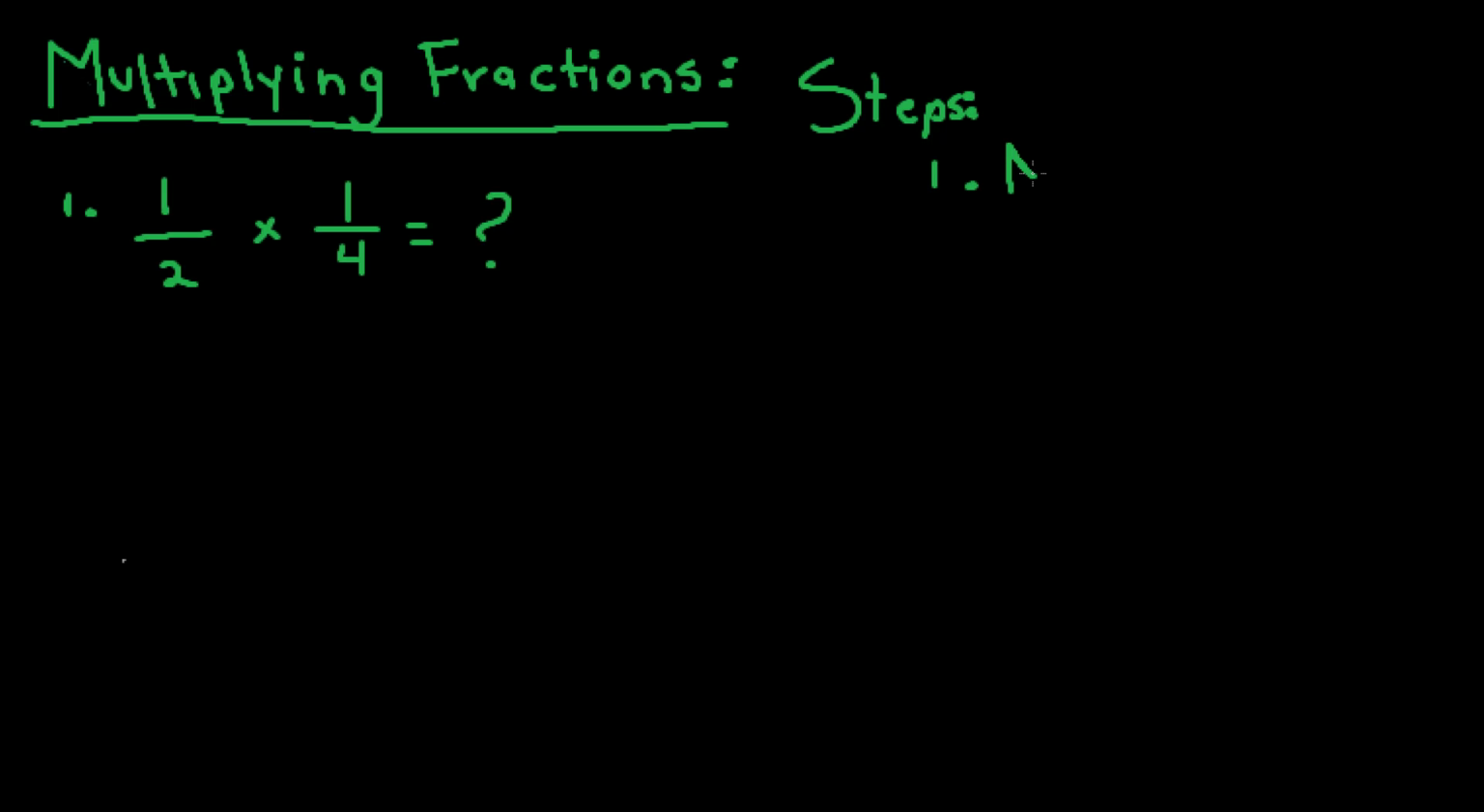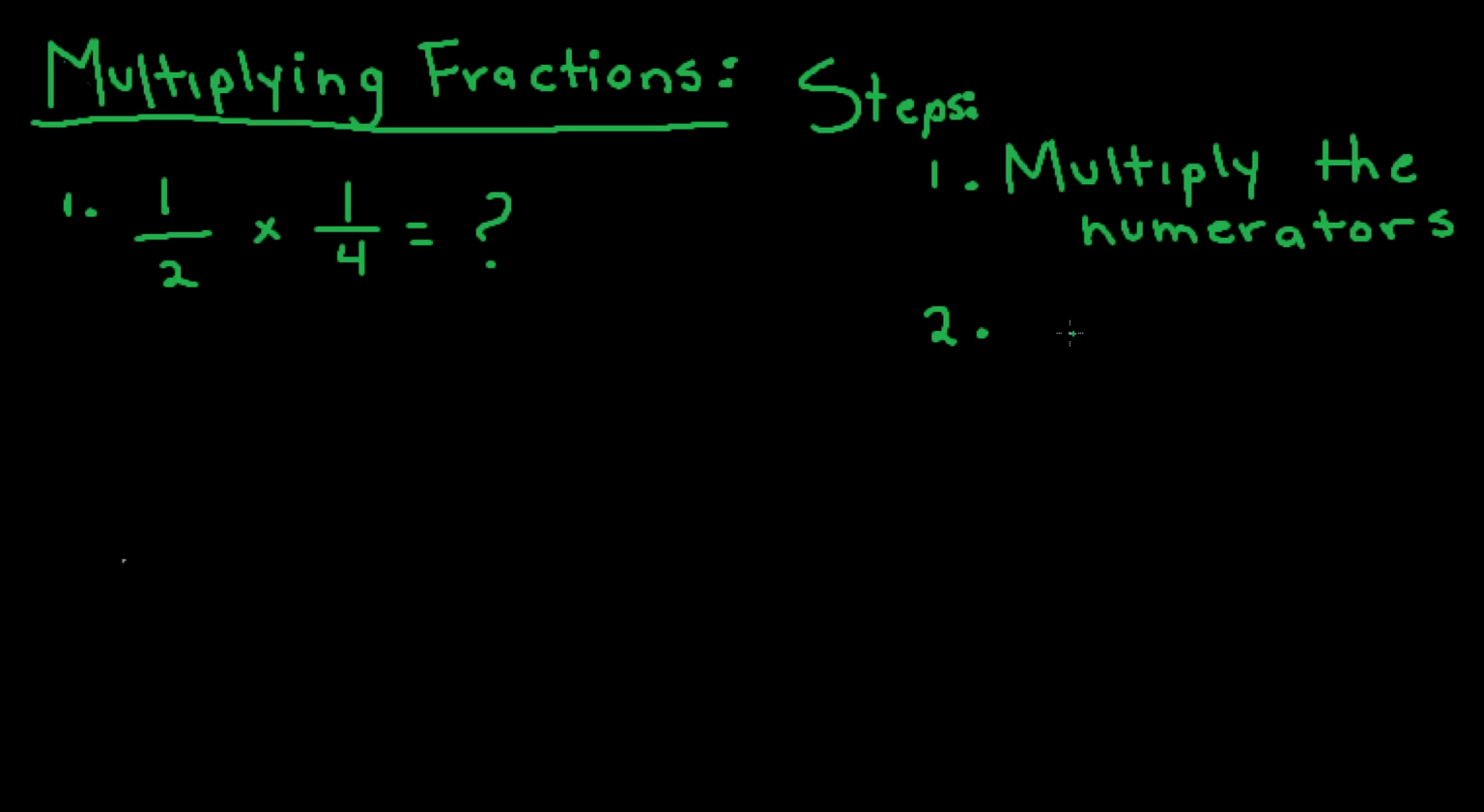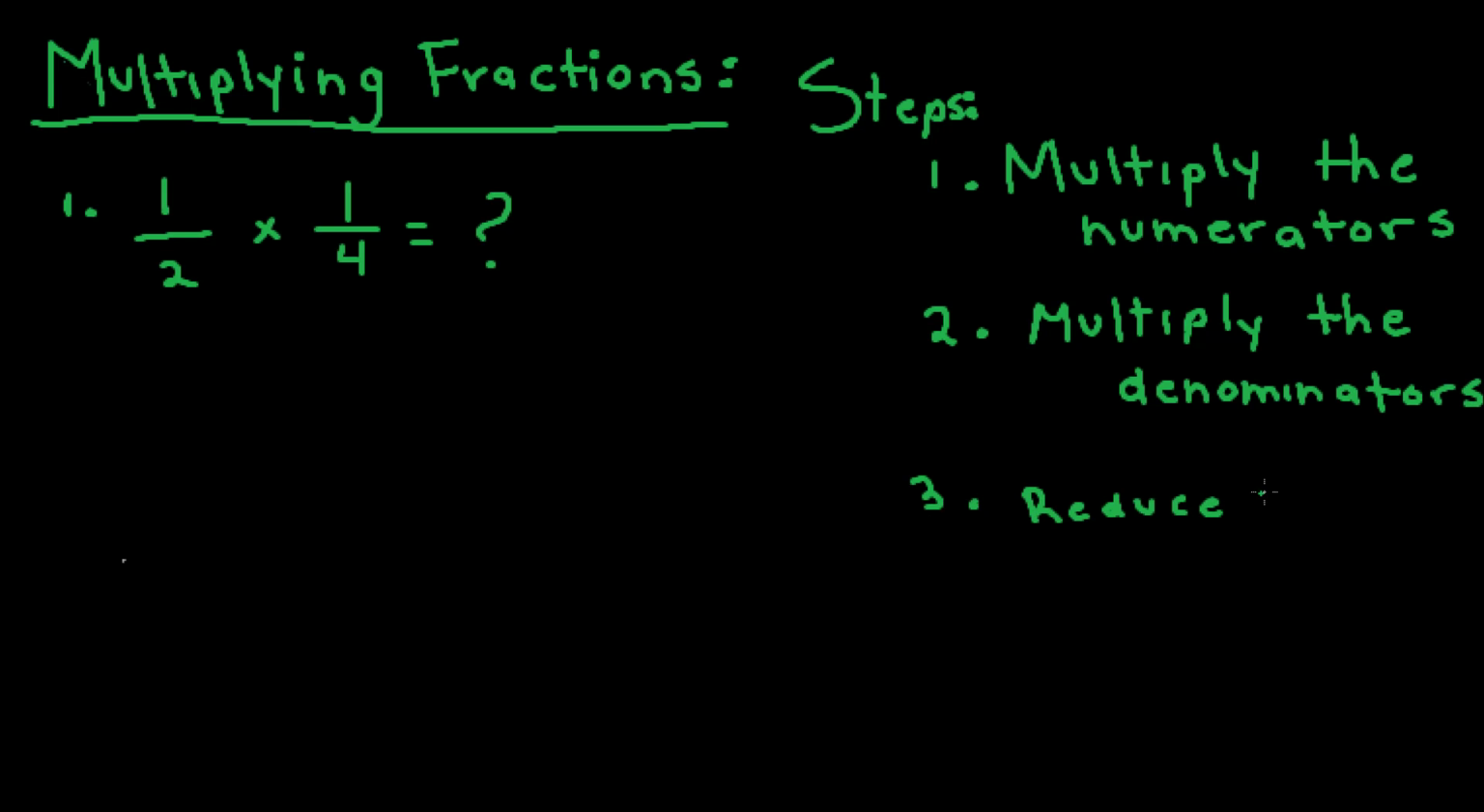The first step to start with is to multiply the numerators of both fractions. Then we multiply the denominators of both fractions. The last step is to reduce if necessary.